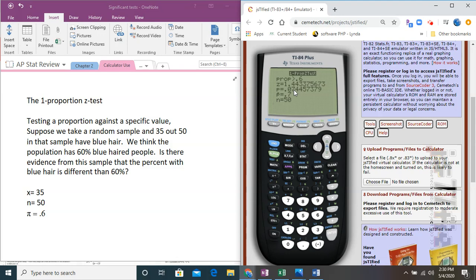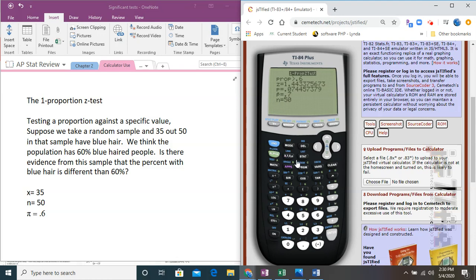I could say I'd reject at the 0.1 level. Depending, you just have to state which alpha level you're using. So again, our z is 1.44, our test statistic. Our p-value is 0.07. Our sample statistic was 0.7, and our n was 50.